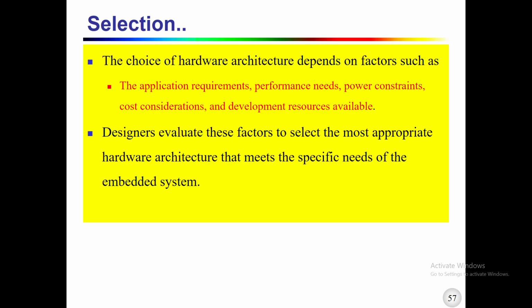We have mentioned a lot of these kinds of hardware architectures. The choice of hardware architecture depends on different factors like the application requirements, the performance needed, power constraints, cost considerations, and development resources available in your surroundings. Based on that, you can use each of them according to those factors. Mostly the designers evaluate those factors to select the appropriate device architecture, which meets the specific needs of those embedded systems.